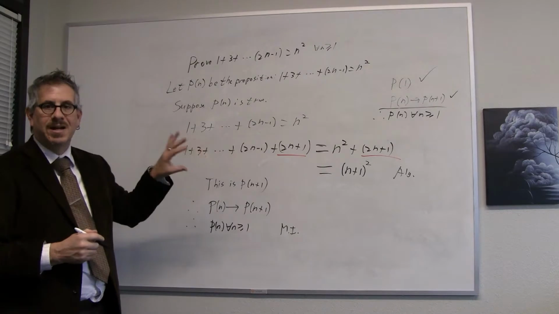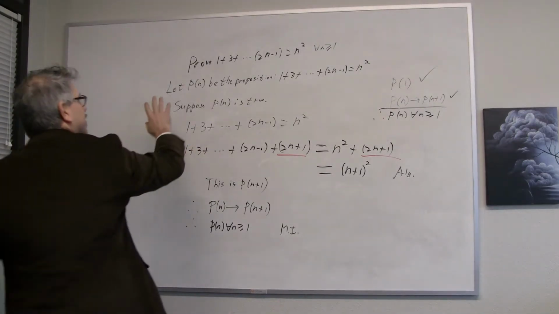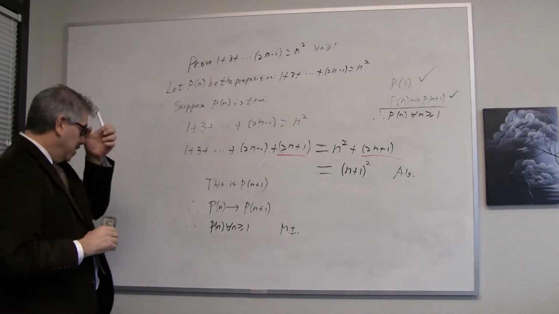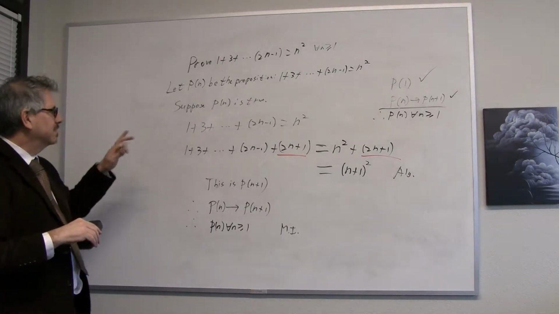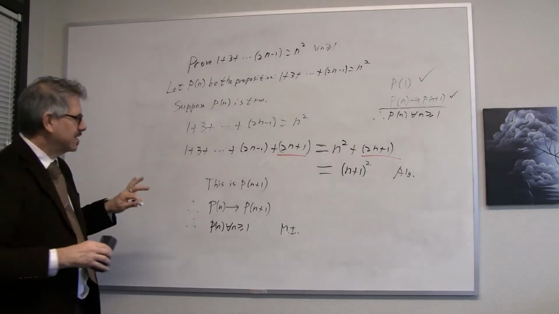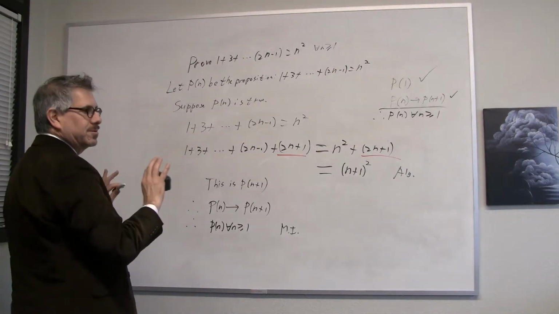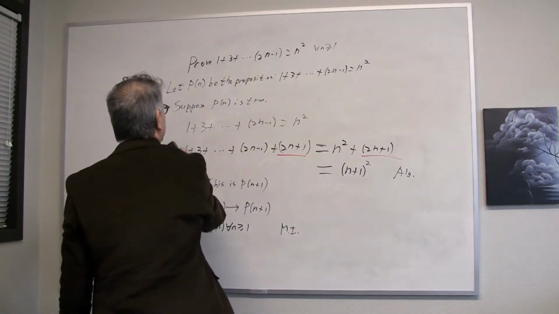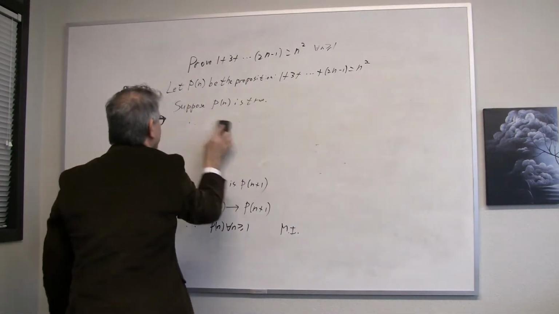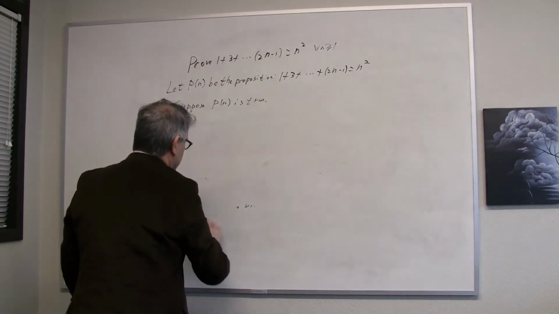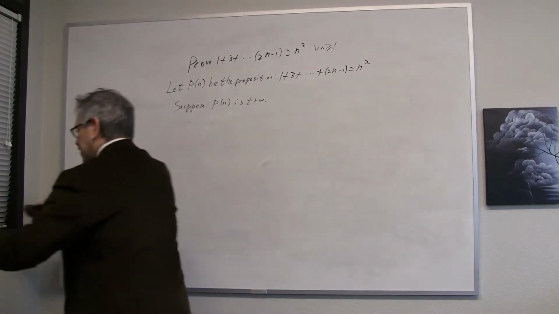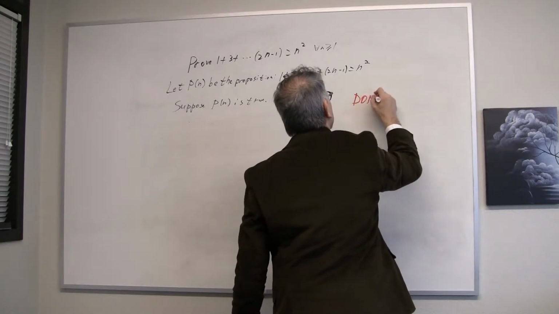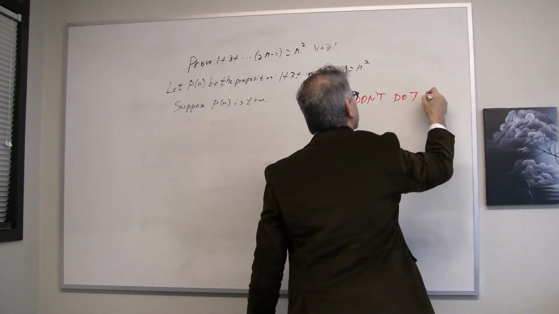So that's a good, valid proof of this proposition for all n bigger than or equal to 1 using mathematical induction. Alright, let me show you some of the things that can look like this but are not the same thing. So these are not what you want to do. So let me clear out some of this. And I'm going to put this in red. And I'm going to say don't do this.